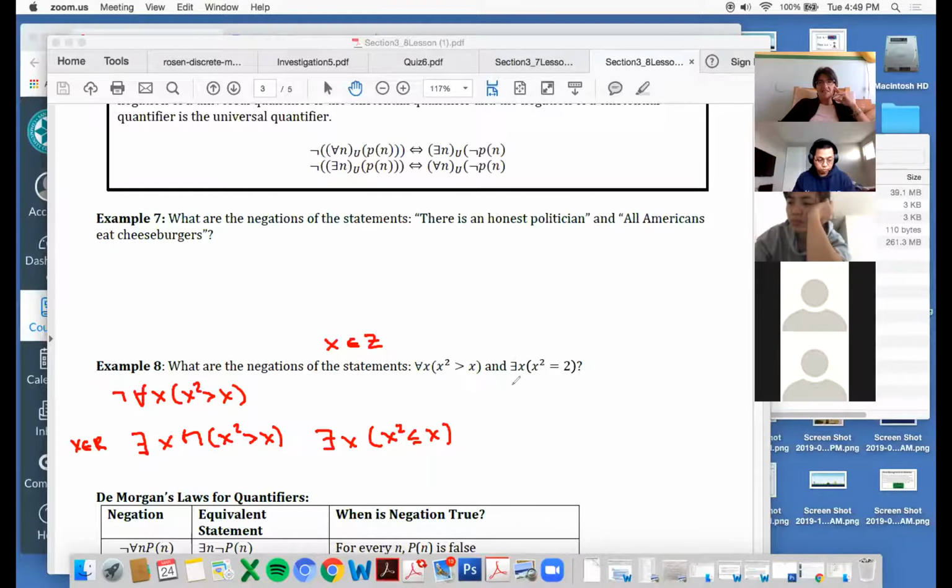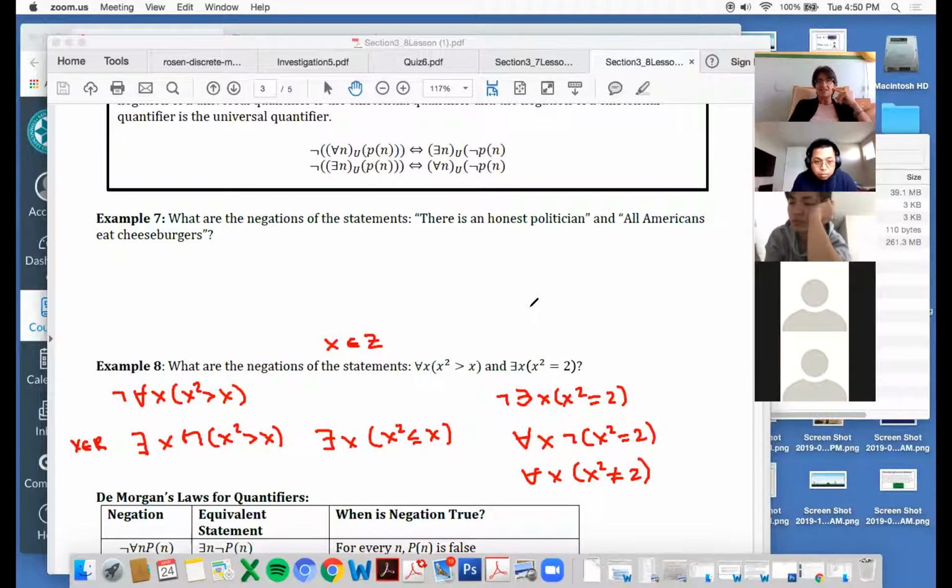If I want to negate this one, so if I have there exists an x for which x squared equals 2, I want to do the negation of this. That will say that for all x, it's not true that x squared equals 2. So for all x, x squared is not equal to 2. And again, that would be true if you're considering x to be an integer or a rational number. Negating the existential will turn it into a universal of the negation of the proposition.